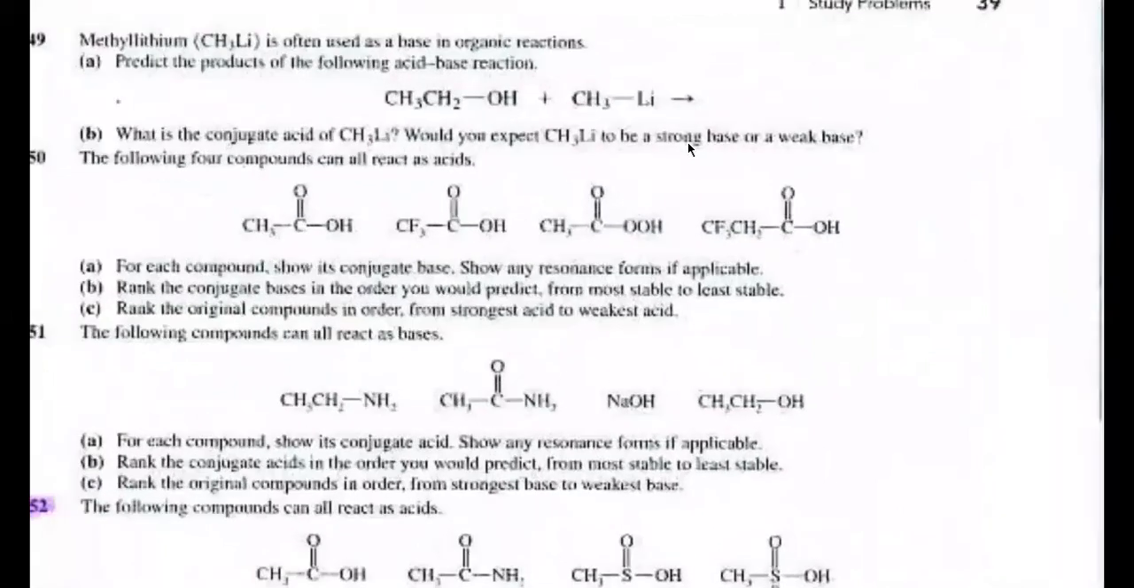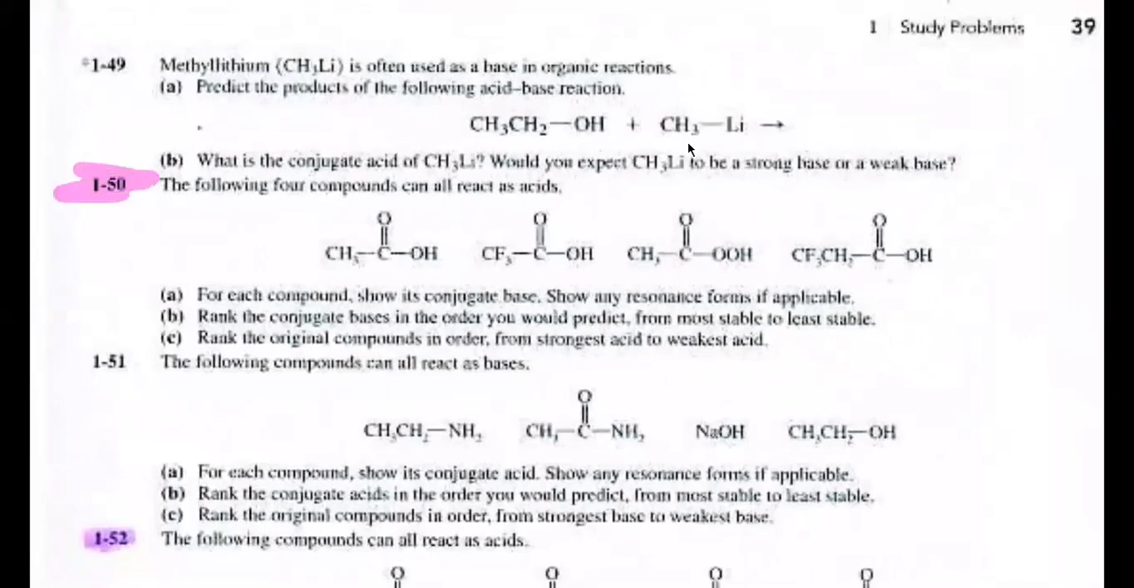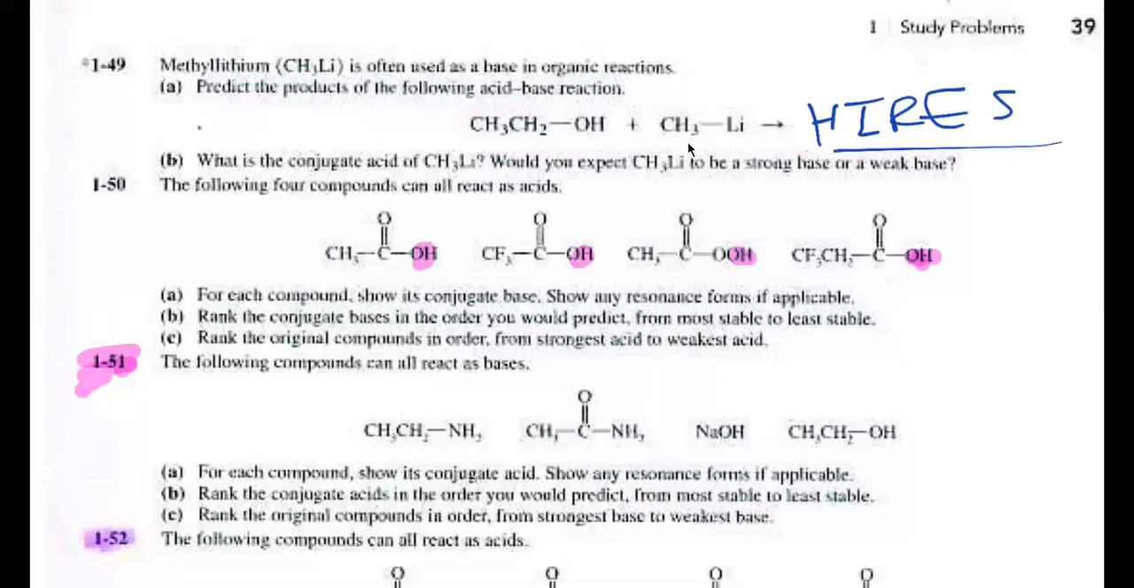All right, let's do this one. Let's do 150. No, sorry, that's 151, my bad. We'll be doing 151. It says the following compounds can all react as acids. What you're looking at now is the proton that's here. Y'all following that? Yes. And it says for each compound, show its conjugate base. Why do we care about the conjugate base? We have no numbers, right? So now we're going to base our ranking on how stable the conjugate base is, based on these five factors again. I have no numbers, so all I have to rely on is what I know about these.